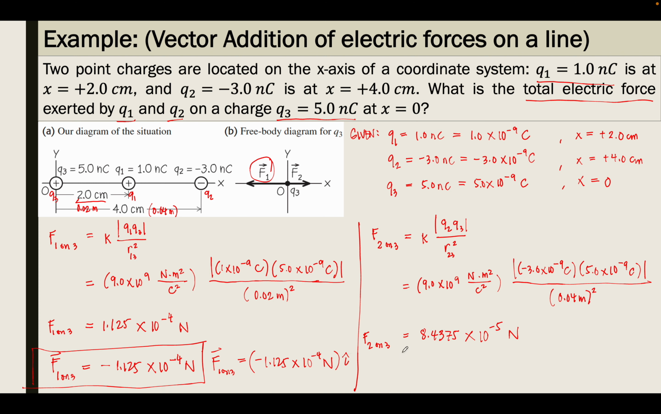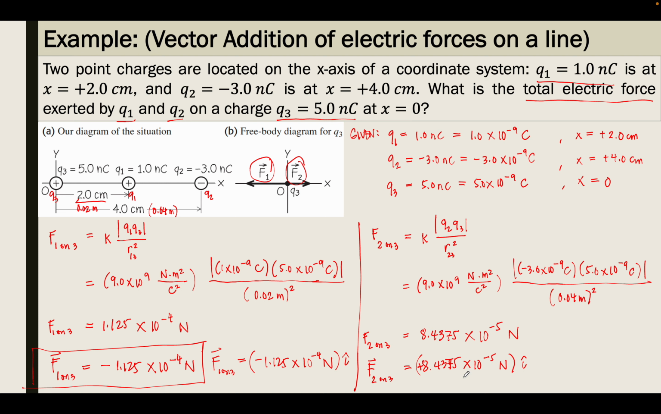And then for the vector force that Q2 exerts on Q3, as you can see here, this is the force that Q2 exerts on Q3, which is going to the right or along the positive x-axis. So it is 8.4375 times 10 to the power of negative 5 Newton I hat, or positive I hat. It is positive anyway, so you can just put positive here if you want. So positive 8.4375 times 10 to the power of negative 5 Newton.